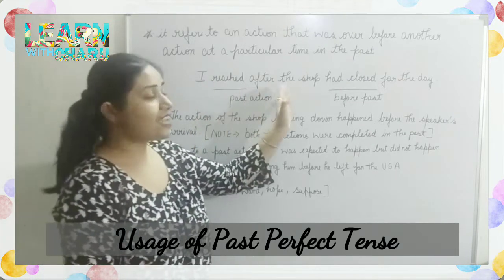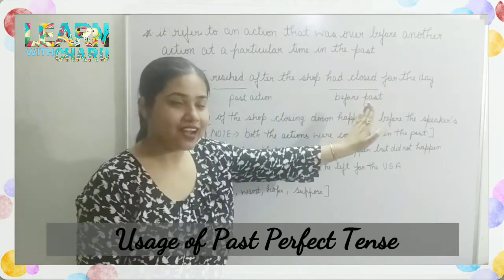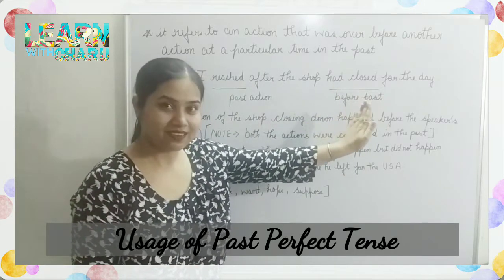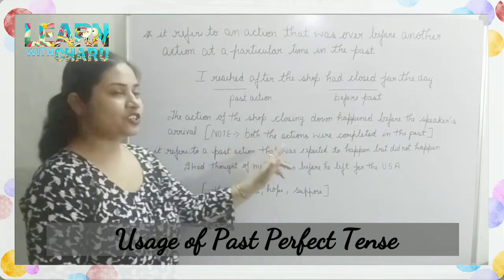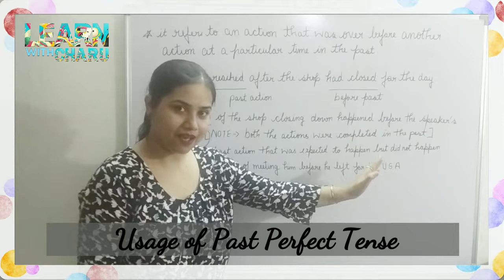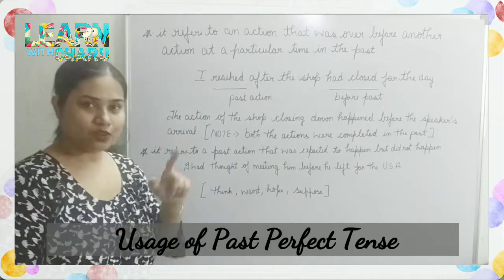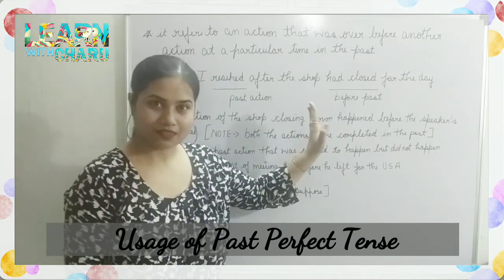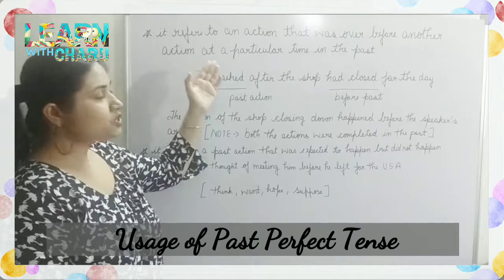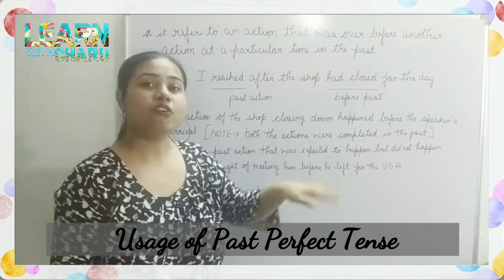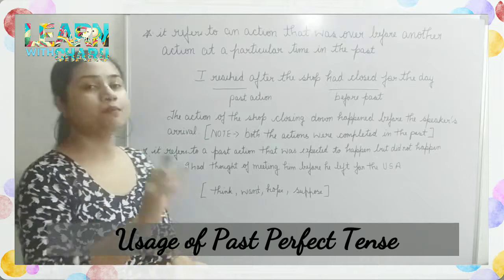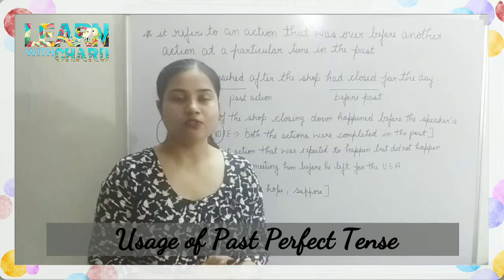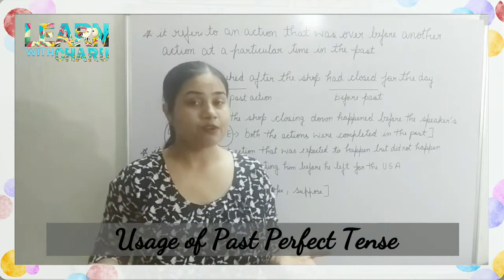है ना? स्पीकर के आने से पहले ये एक्शन हो चुका है, right? So this action happened first in the sentence, right? Both the actions were completed in the past. Okay? You have to note this, that both the actions were completed in the past, right? So it refers to an action that was over before another action at a particular time in the past. And this usage I have already taught you when I taught you what is past perfect tense.